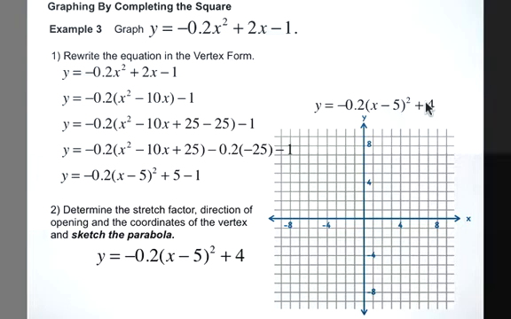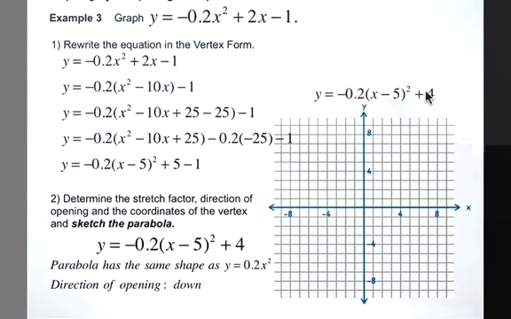So, let's now sketch the parabola. The parabola has the same shape as y equals 0.2 x squared. So the direction of the opening will be down. The vertex is at (5, 4). We know it's going to be facing down because our a value is negative.